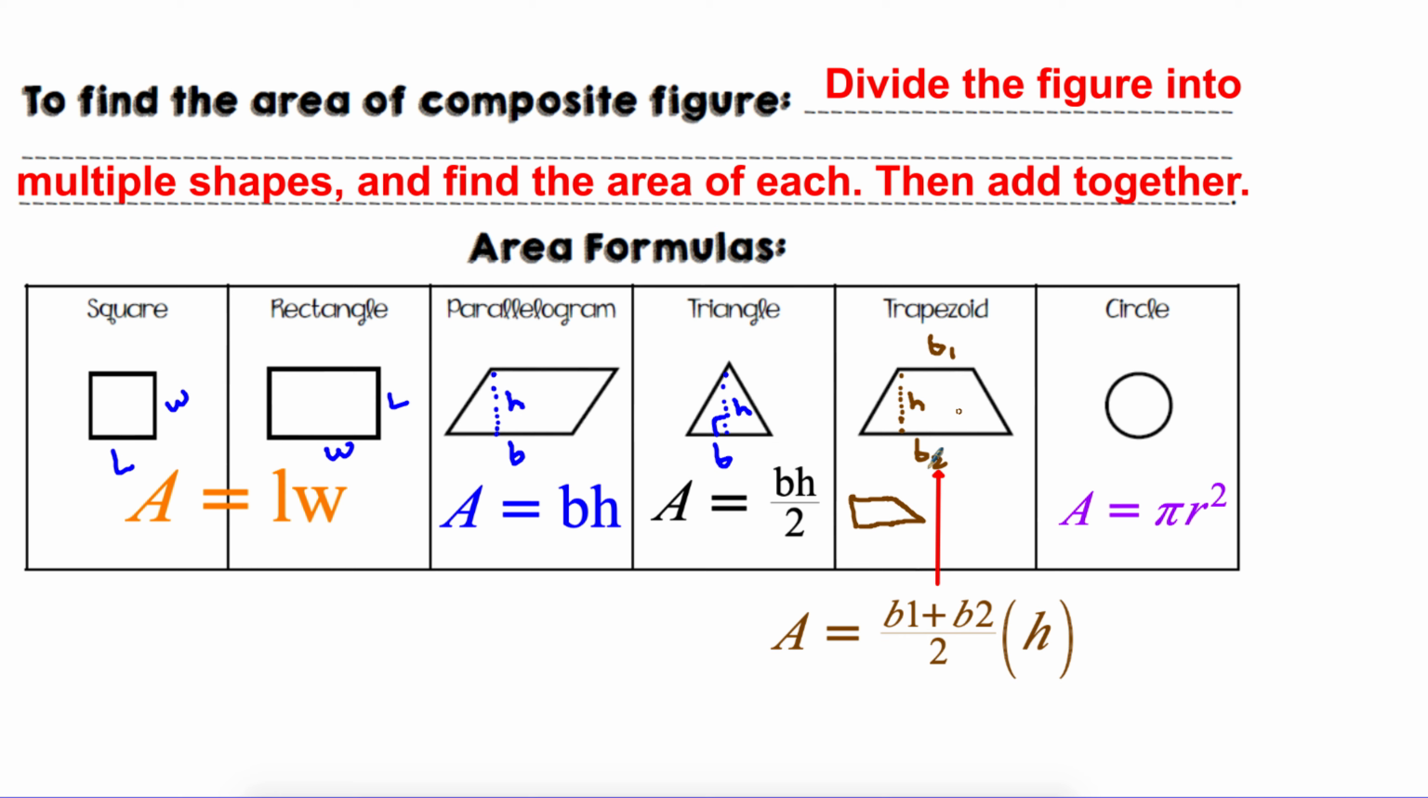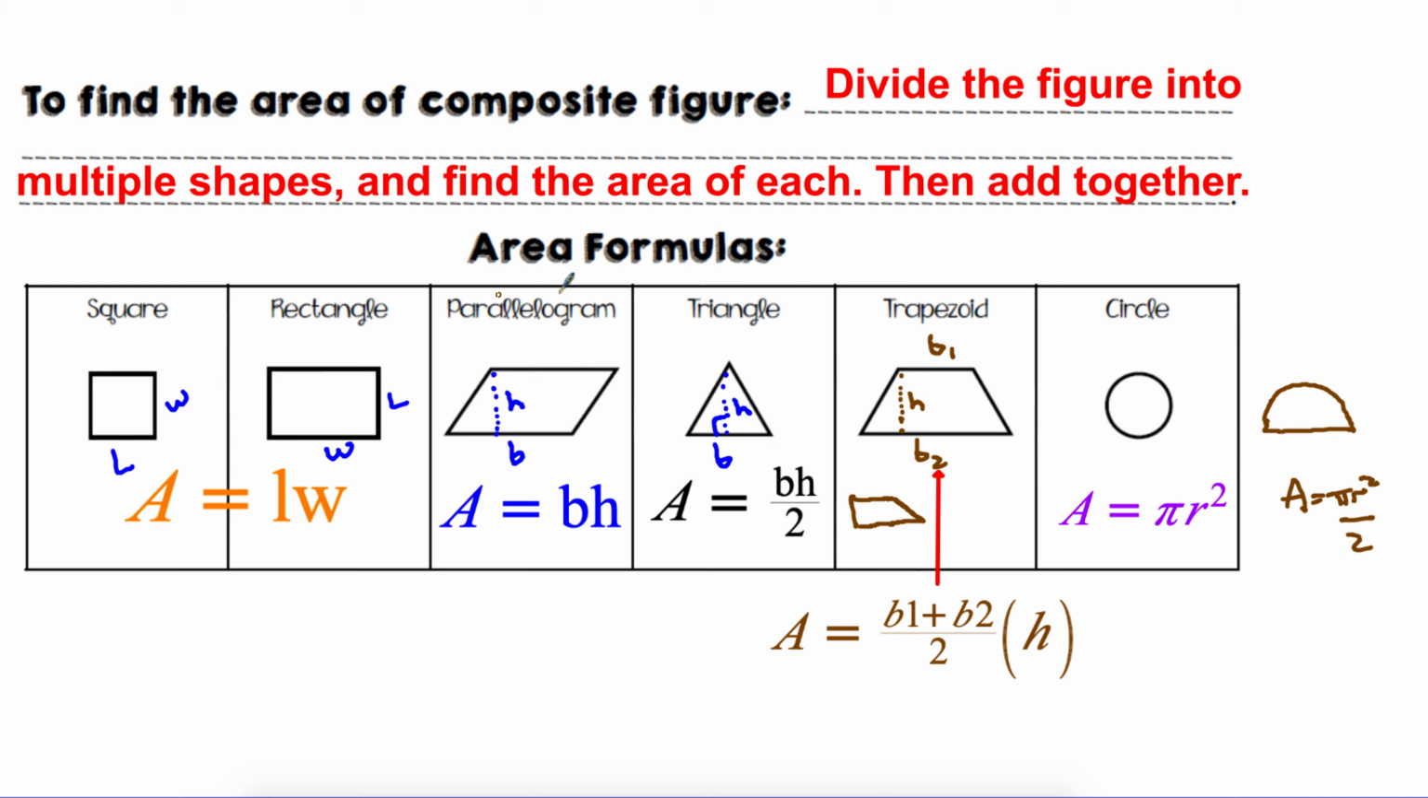And then, of course, a circle. One thing that you might want to add, or you don't need to add, but we can just look at it: if you have half a circle, the formula stays the same. It's still pi r squared. But once you find the area for the whole circle, just divide the whole thing by 2.